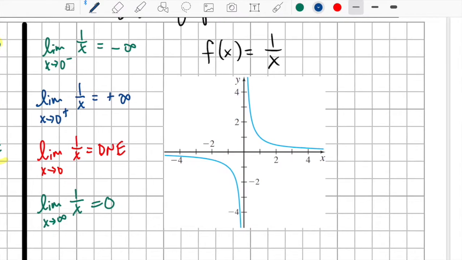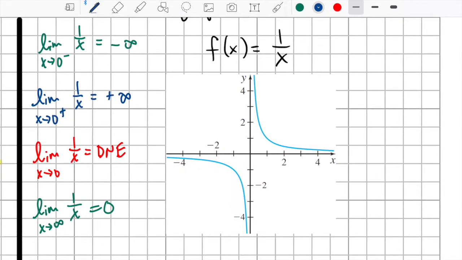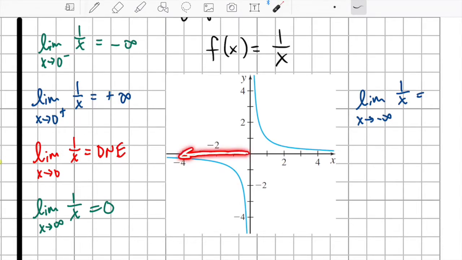And then the last one, which I'll do on this side: the limit as x approaches negative infinity of 1 over x. So if you follow it, negative infinity is in this direction. So what's happening as x goes in the negative direction? Your graph is approaching the x-axis again, so it's getting closer and closer to 0.